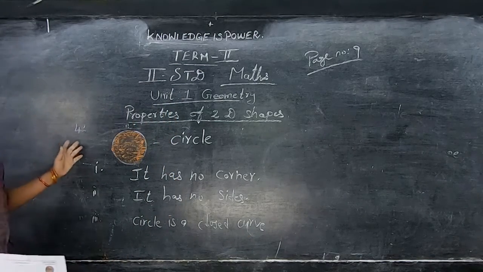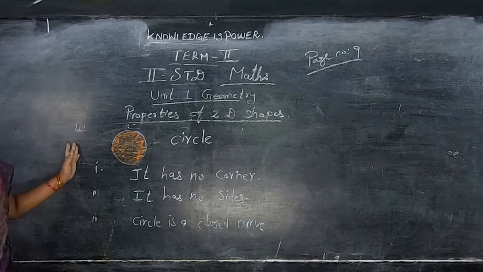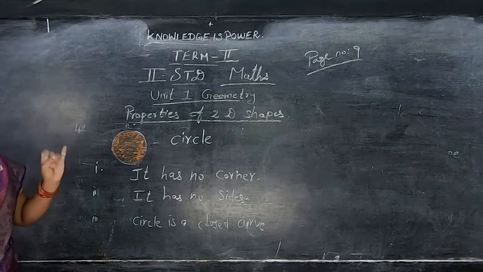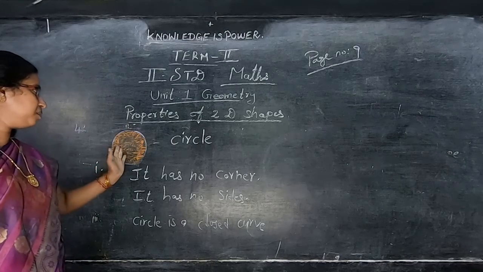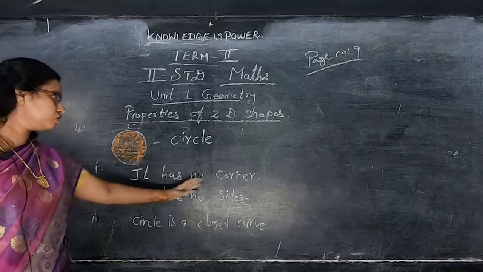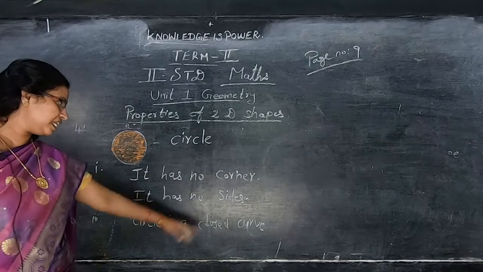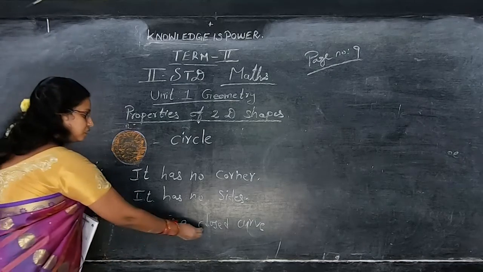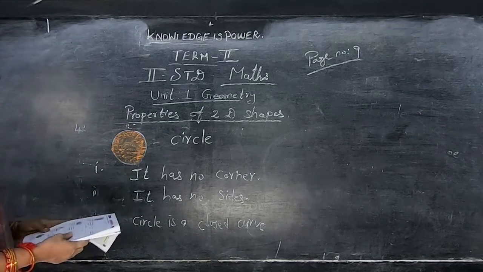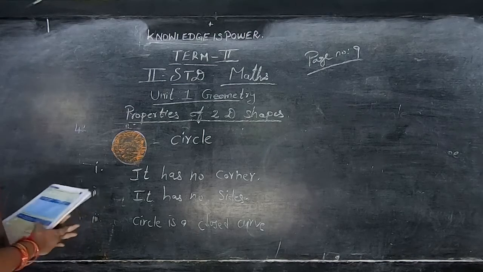Right, children? So, 4 2D shapes. Name the 2D shapes: square, rectangle, triangle and circle. This is the shape. The name of the shape is circle. It has no corner. It has no sides. The circle is a closed curve. Okay, children? Write in your classwork. Okay?